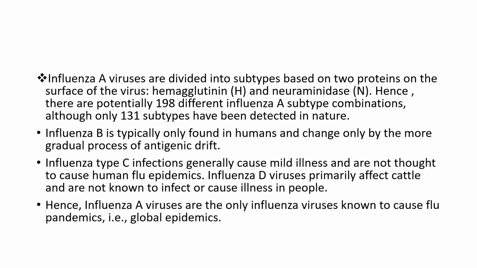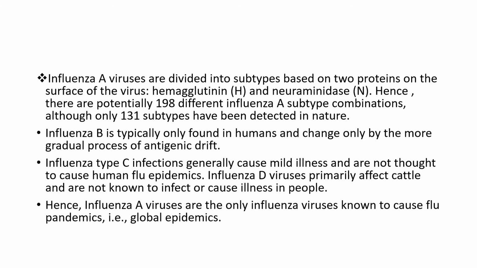Influenza viruses are divided into subtypes based on the 2 proteins on the surface of the virus, the hemagglutinin or H and neuraminidase or N. Hence, there are potentially 198 different influenza subtype combinations, although only 131 subtypes have been detected in nature.